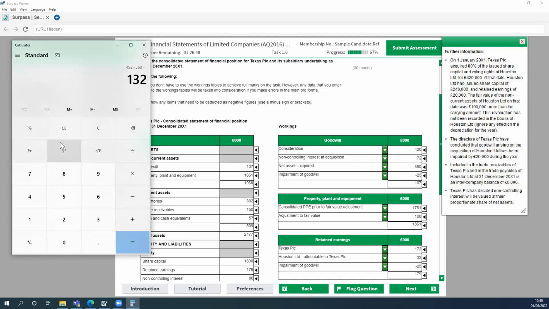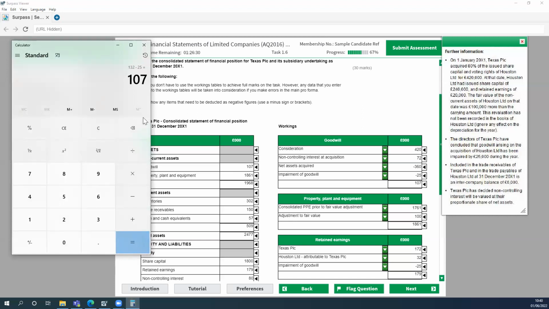Okay. But because we're going to impair it, we're going to take off the 25. So minus 25 equals 107. So we've got 107 is the goodwill. So I'm going to type that straight into the consolidated statement of financial position.